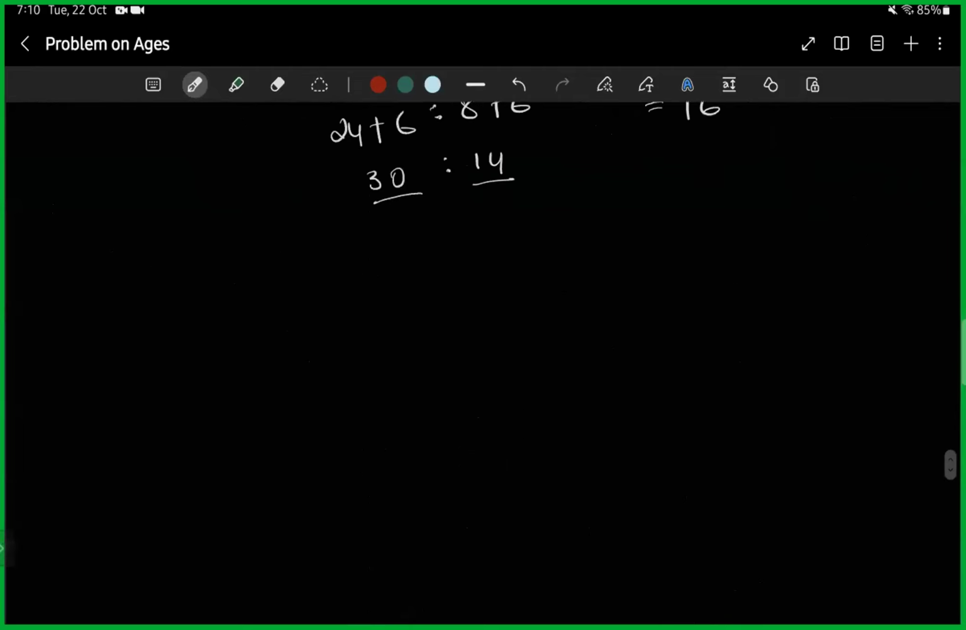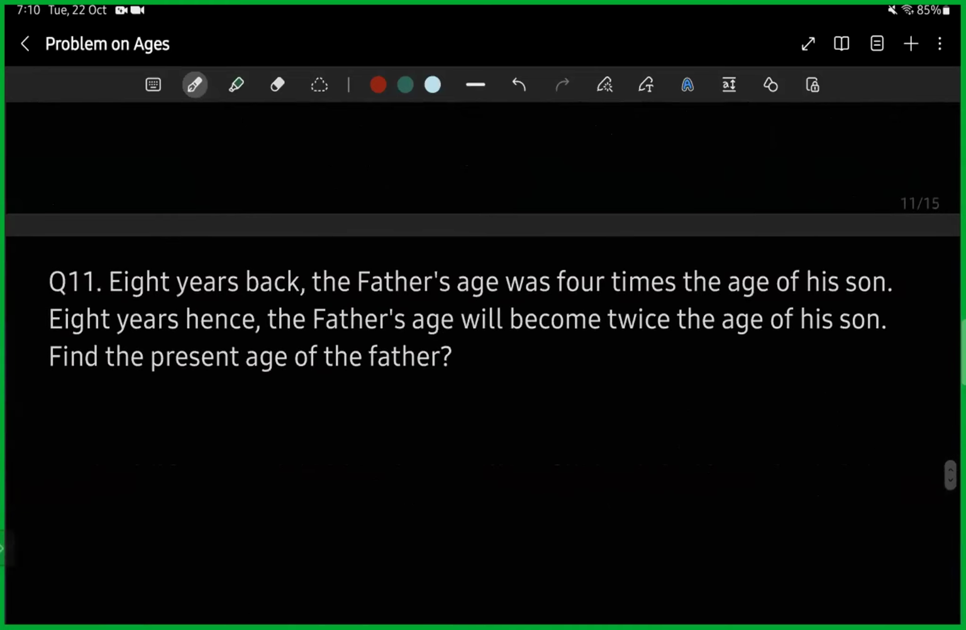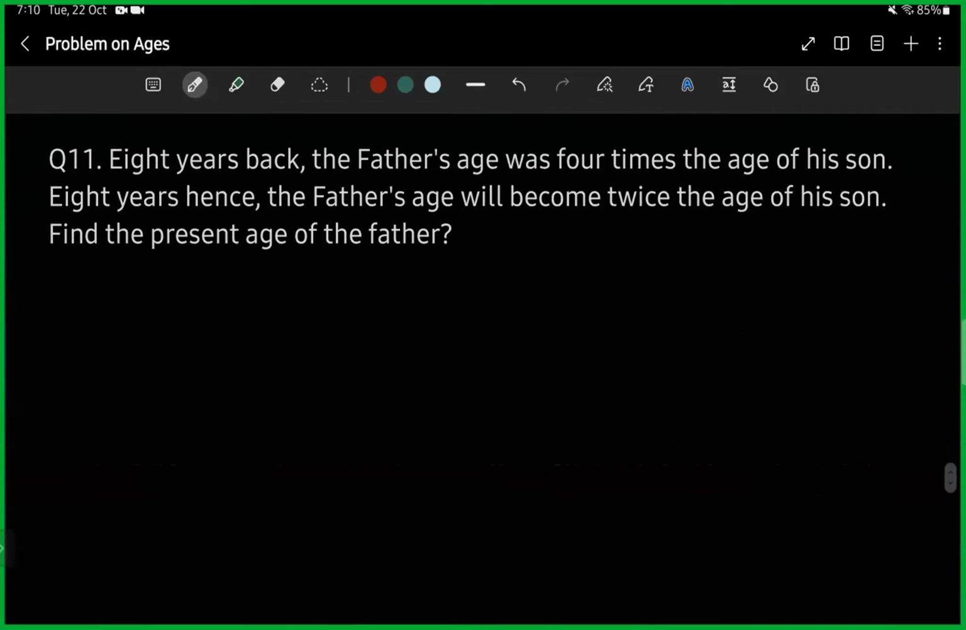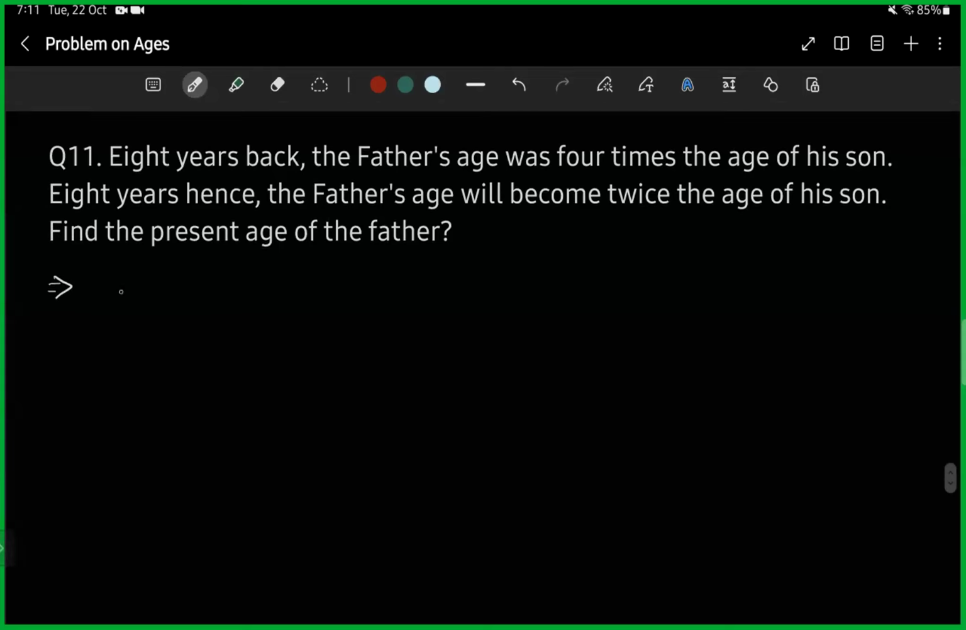Moving on to the next question, we have here: 8 years back, the father's age was 4 times the age of his son. 8 years hence, the father's age will become twice the age of his son. Find the present age of the father. Like we have been doing, we have to interpret this question into a mathematical expression. First, consider any letter to use for the father's age. I'll take it as A.